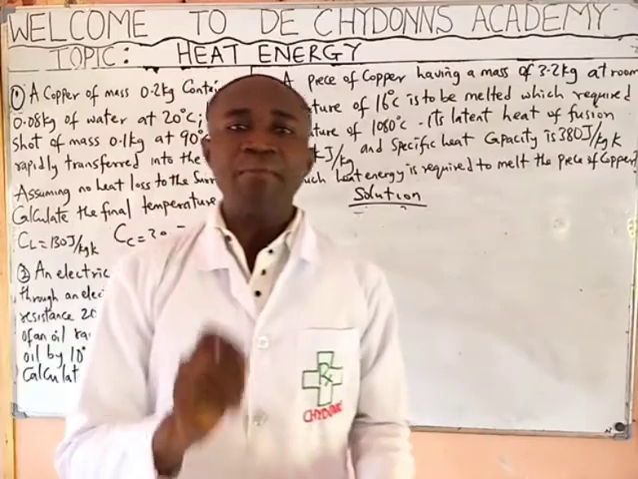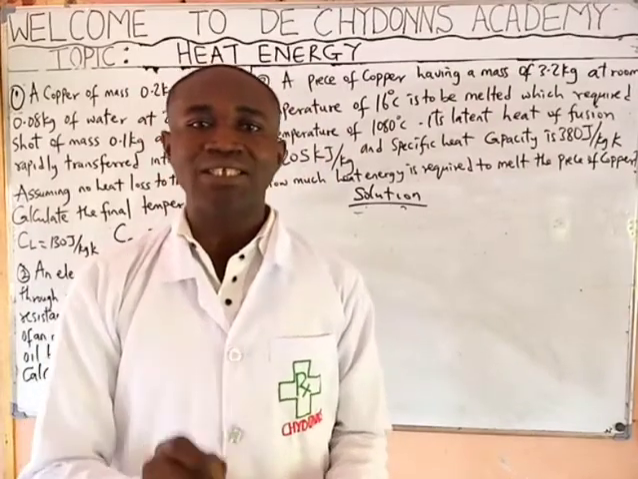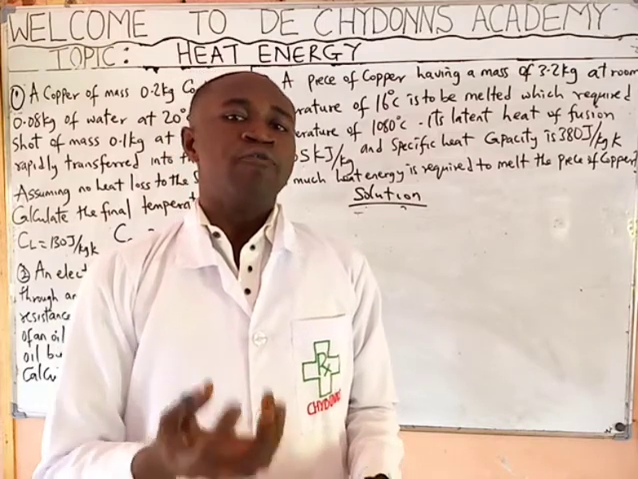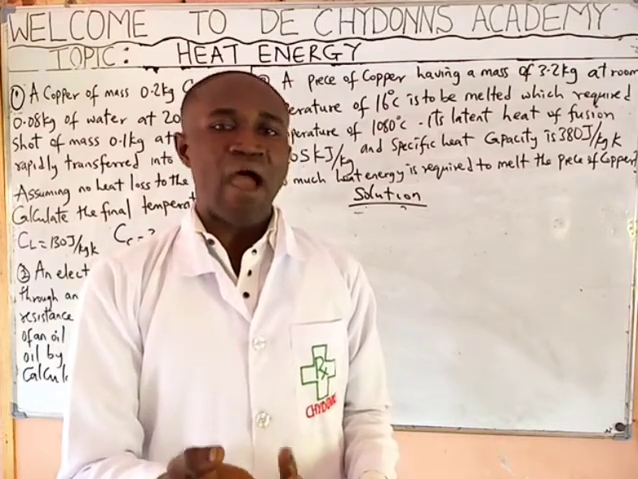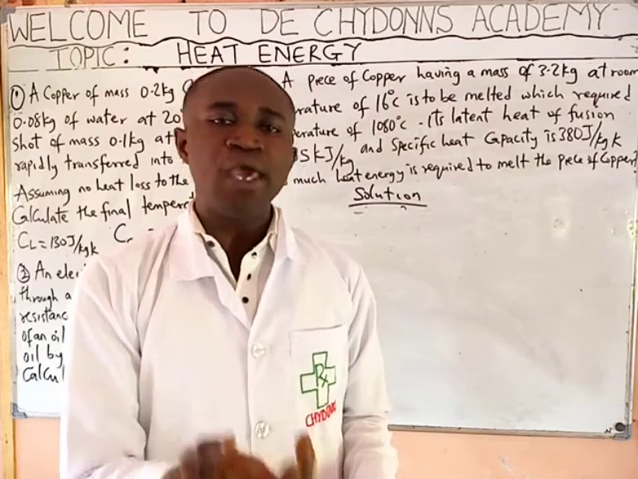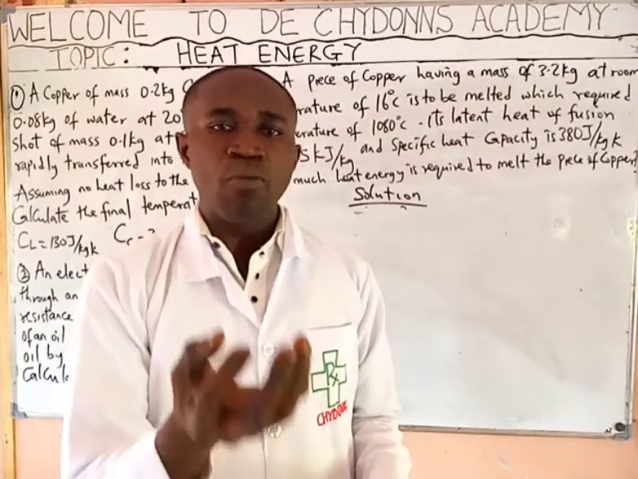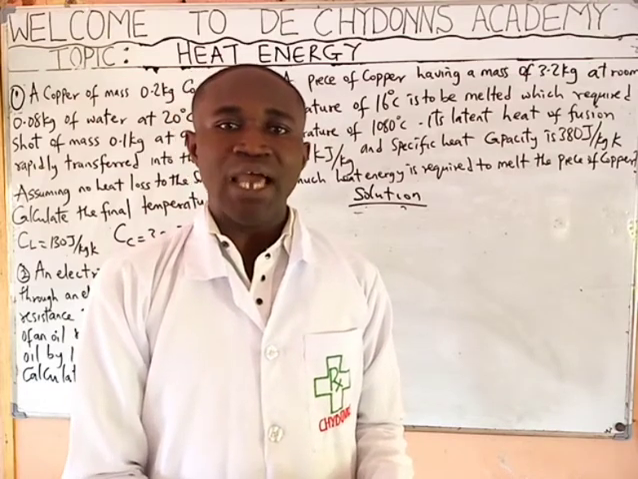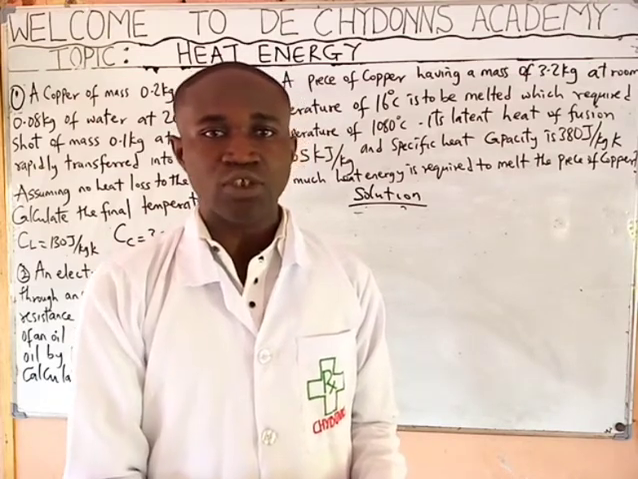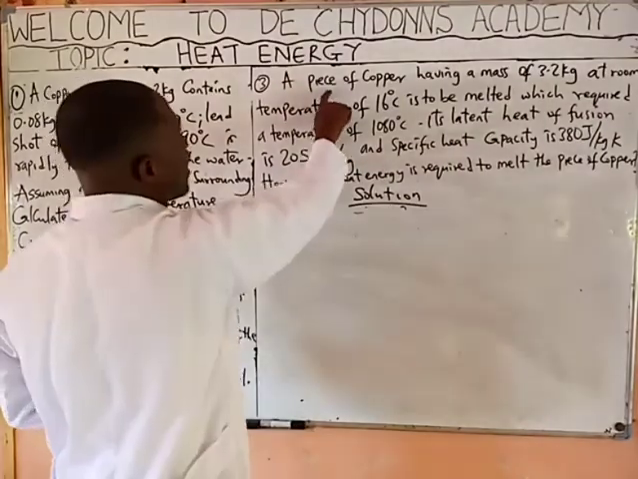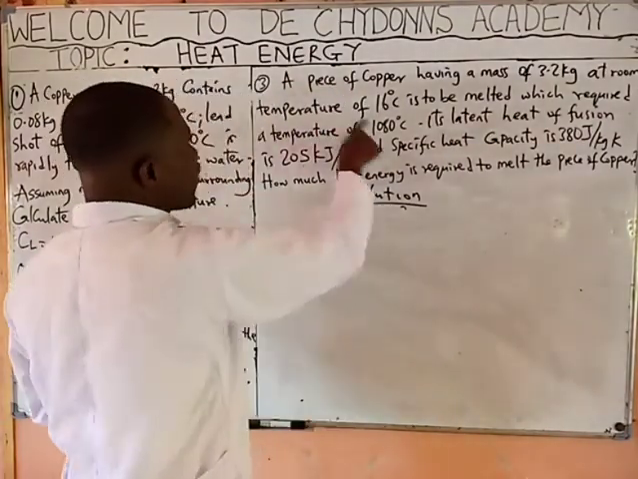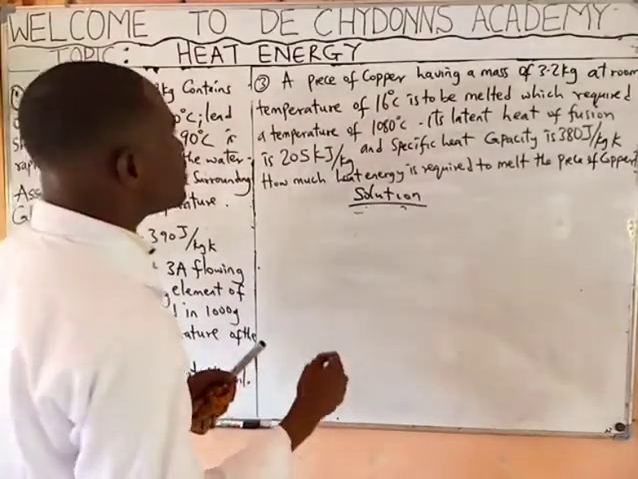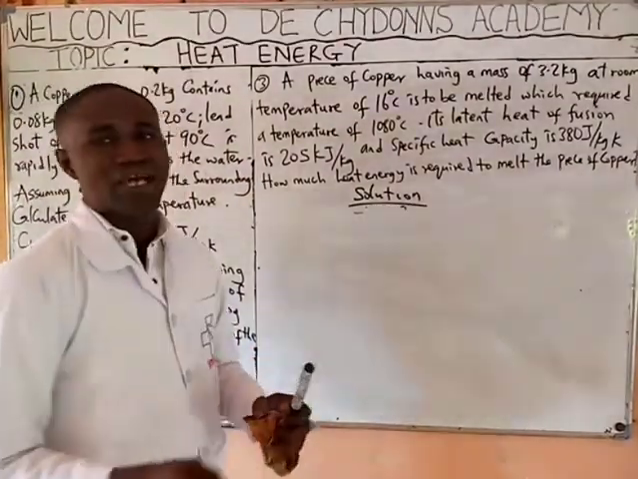Note that every metal, every substance has its latent heat of fusion. What do we mean? It means that for you to melt any metal or any substance, there must be a particular temperature you must reach before it can melt. For water, we say it must reach 0 degrees Celsius. Now, for you to melt this copper, you require 1080 degrees Celsius. It means that the melting point of copper is 1080 degrees Celsius.